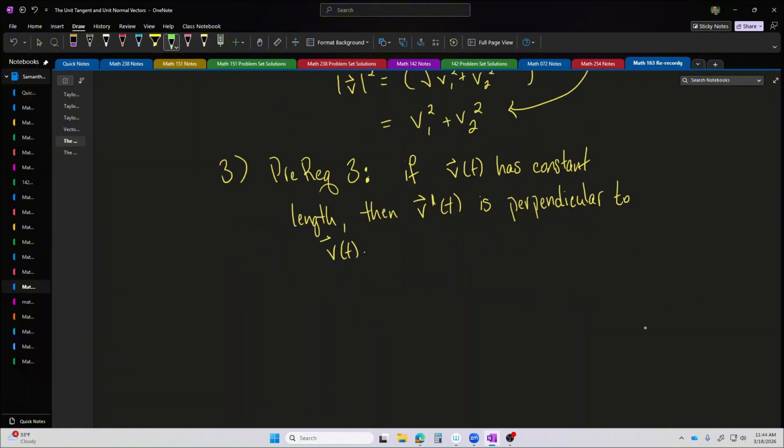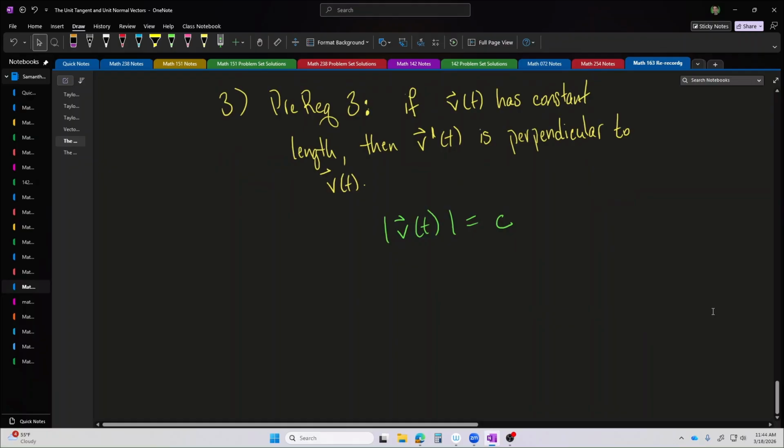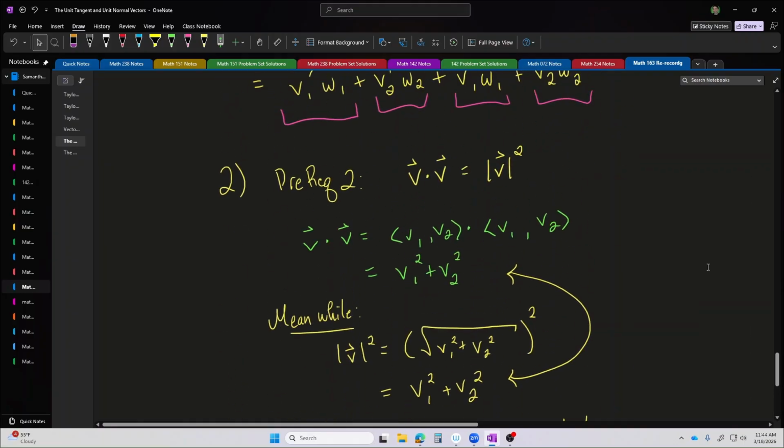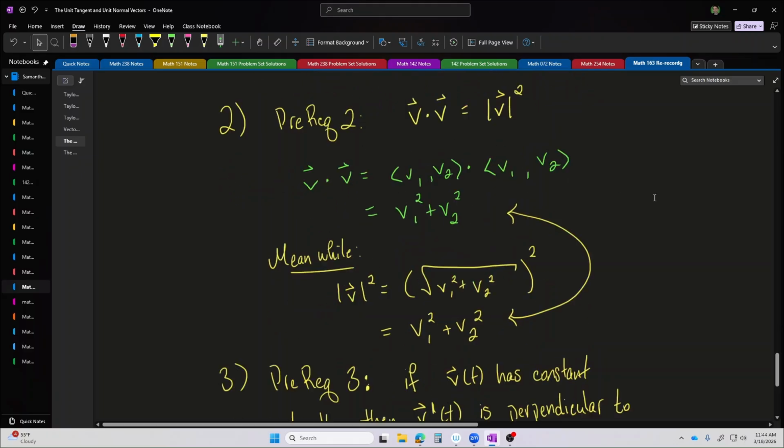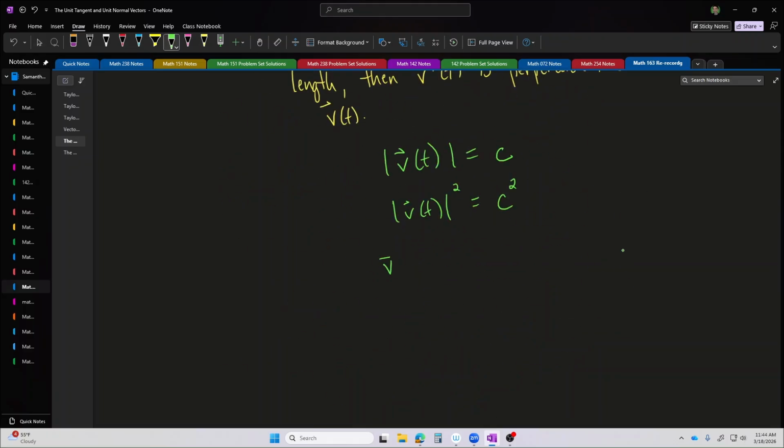So because we're assuming that v of t has constant length, let's go ahead and denote the length by c. C here for constant. And because the length of v of t is constant, if I then square the length of v, then the squared length will also be equal to a constant, whatever c squared is equal to. Now I'm going to use one of the results we proved earlier, that the squared length of a vector is equivalent to the dot product of that vector with itself. If I put that into the equation, I realize what I'm saying is that v of t dotted with v of t is equal to some constant c squared.